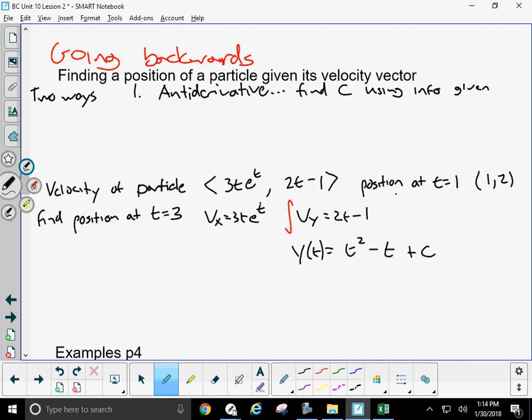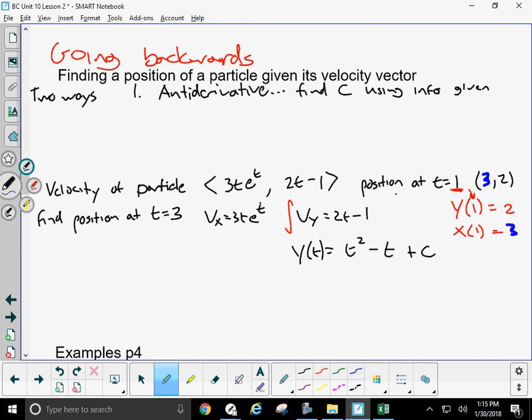Now, you're told your position at time 1 is 1, 2. Well, that is telling me that my y position at t equals 1 is 2. It's also telling me, making sure you know this, that my x position at time 1 is 1. Okay, I kind of don't like how these numbers agree with each other. Maybe change this to like a 3. Okay. At time 1, my y position is 2. At time 1, my x position is 3.